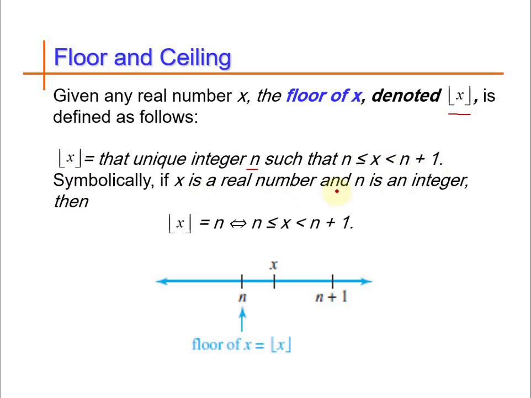Symbolically, if x is a real number and n is an integer, then we write the floor of x is equal to n if and only if n is less than or equal to x is less than n plus 1. So on the real line, we can easily see what this definition says.